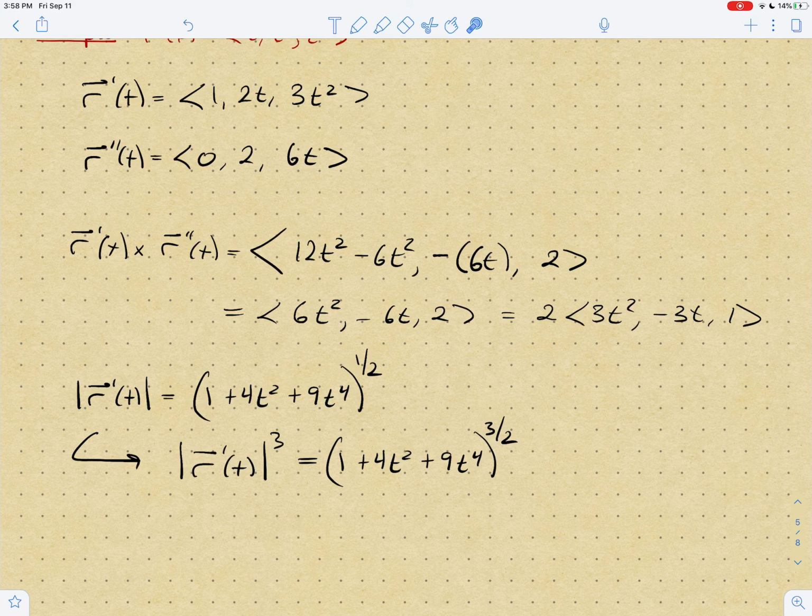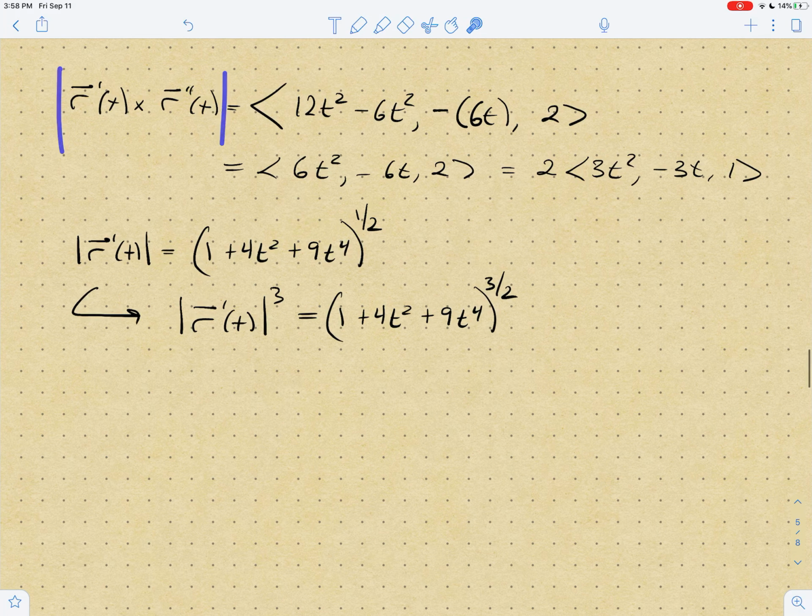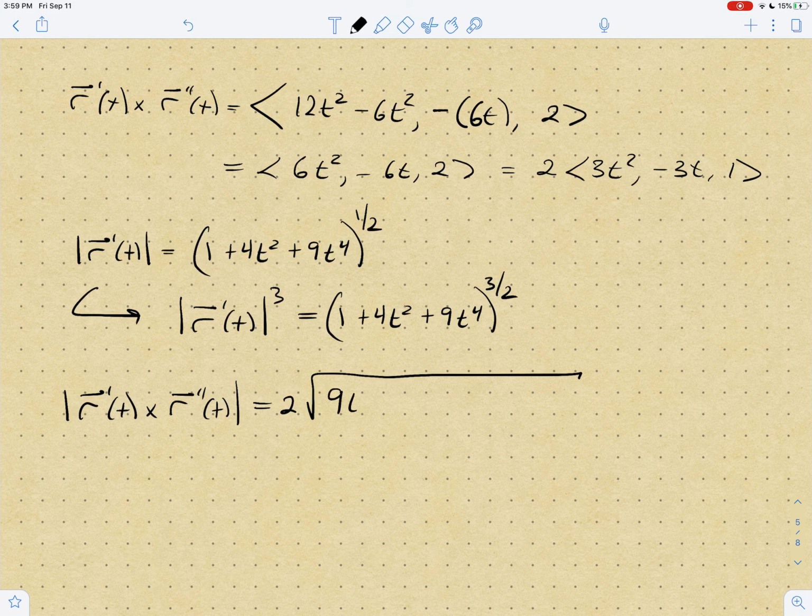Now I want to do the length of this guy, and so right here, I'm going to say, well, the length of r prime of t cross r double prime of t is going to be, pull that 2 out of the length. You don't need that anymore. It's there, but you can just ignore it and take the length of this and multiply by 2. It's positive, so we're good. So it's going to be 2, and then it's going to be the square root of 9t to the 4th plus 9t squared plus 1. So that's that. And we're there.